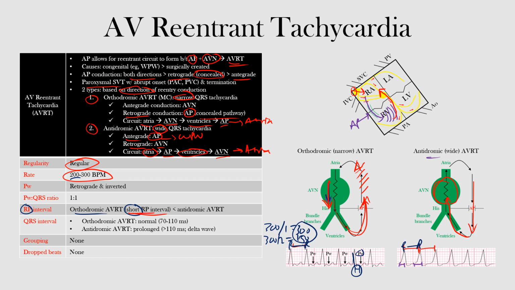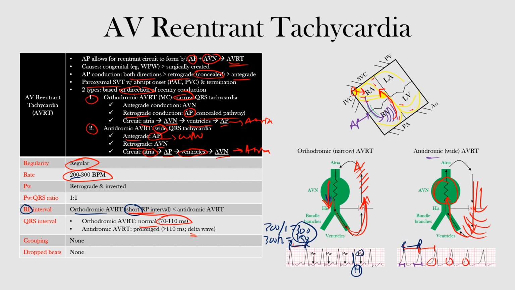In terms of the QRS interval, remember orthodromic AVRT, we don't have that ventricular pre-excitation, so we have normal QRS intervals between 70 and 110 milliseconds. And with the antidromic form, because we're coming down through our accessory pathway, we start to depolarize our ventricles early, just like in WPW syndrome, and we can see those delta waves appearing early, that initial slurring of the QRS complex. There's typically no dropped beats and no grouping in either of these.